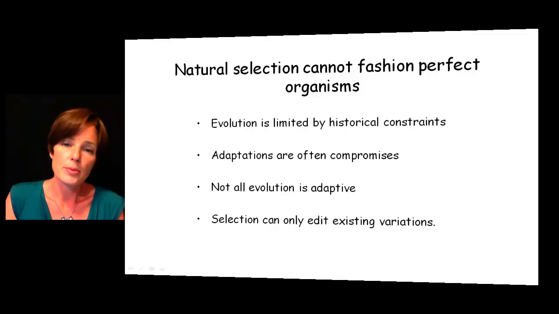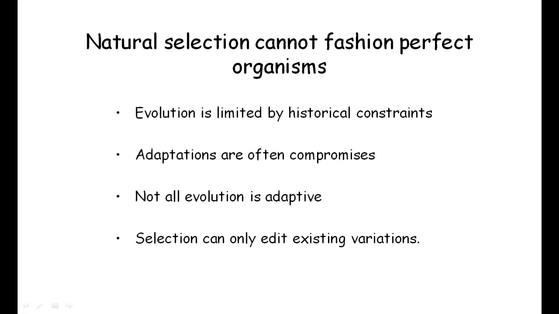So to wrap it up, we want to keep in mind that natural selection cannot develop the perfect organism. Let's talk about why it can't. First of all, evolution is limited by time constraints. This is a process that takes a lot of time, many generations. We're talking about thousands of generations to go from one phenotype to another phenotype in a population.